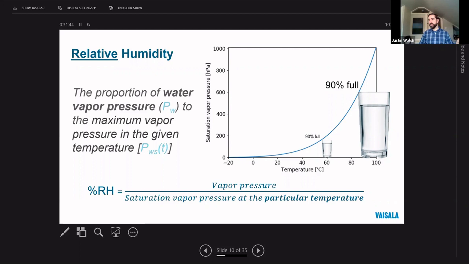On the left side, the glass is smaller, meaning the saturation vapor pressure is lower. This would also mean the temperature is lower.